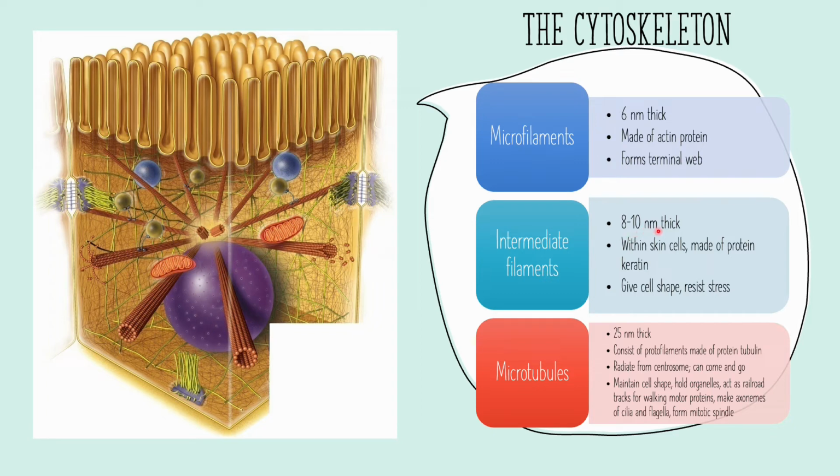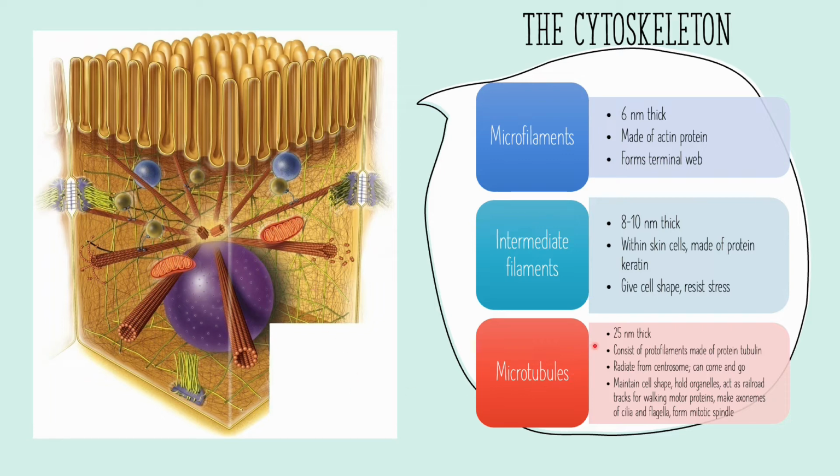They're usually 8 to 10 nanometers thick. They're within the skin cells. They're made of a protein, keratin. Remember, the hair is made of keratin. That's what makes it strong. So the hair is the keratin. And these here, this is it, right? Intermediate filaments right here, right here. You have some more here. They give the cell shape and resist stress, make it strong.